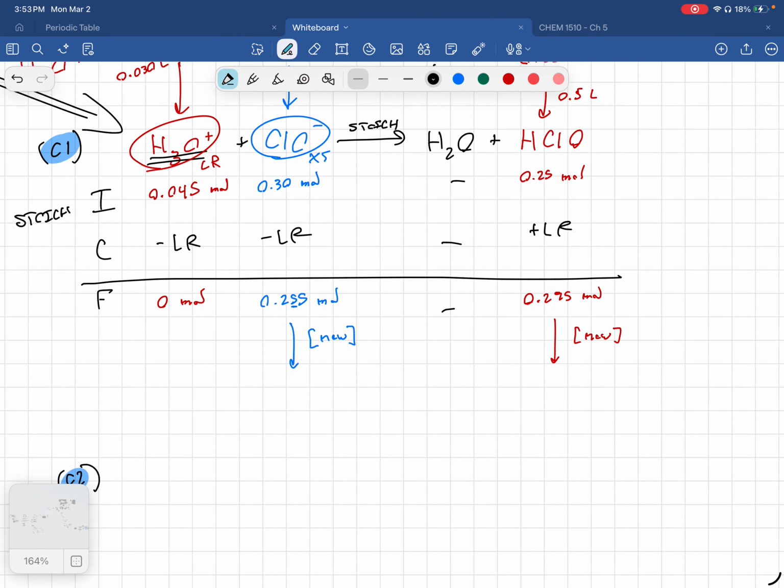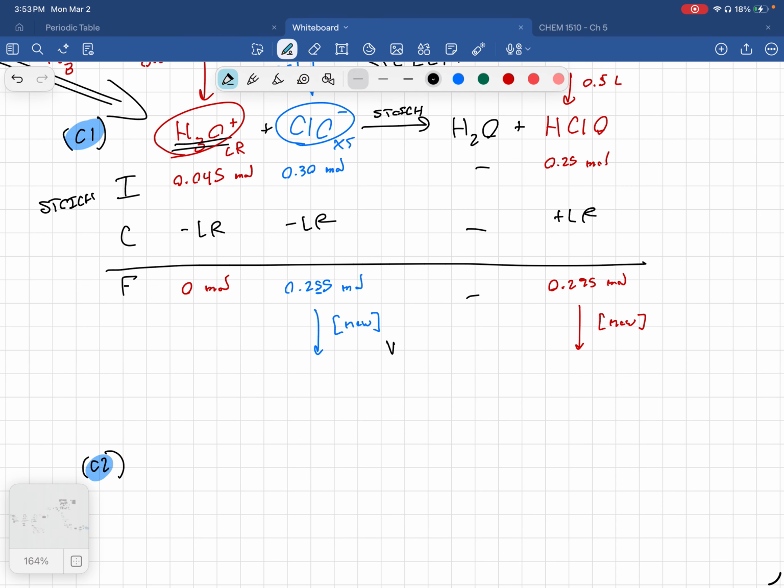Okay, now to get our new concentrations of each of these, we need to know our new volume. Well, our volume of the buffer solution is 0.5 liters, and we added 0.030 liters. So that means our new volume is 0.53 liters.